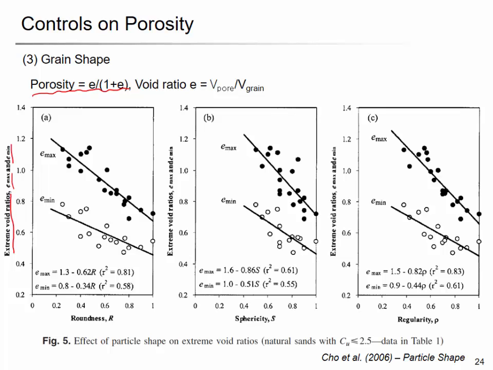Right? So as the roundness increases, maximum porosity decreases, and also the minimum porosity decreases. And sphericity also has the same tendency. It means that as the particle becomes angular and platy, then you have a larger void ratio or larger porosity.